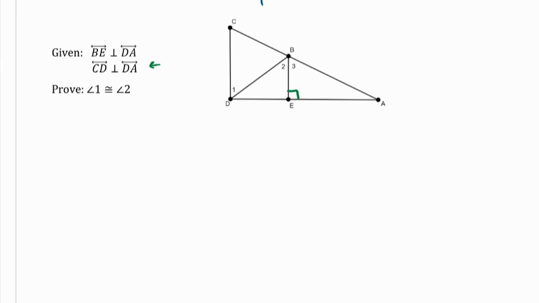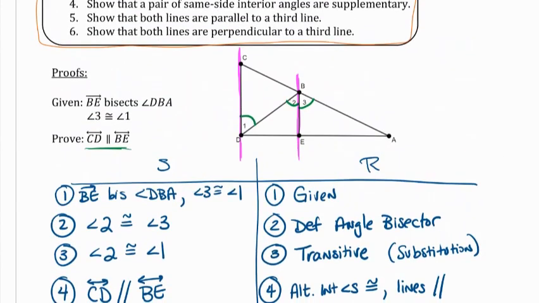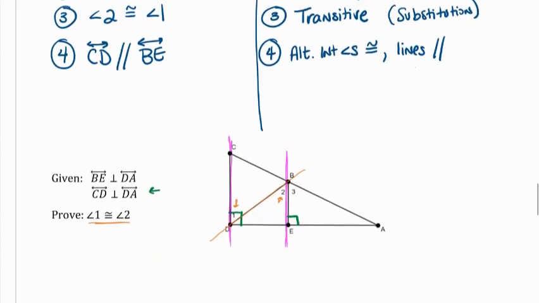And then we also know that CD is perpendicular to DA. Right? So then this one's also a right angle. Okay? And then we're going to try to prove that angle 1 is congruent to angle 2. Well, here's our angle 1 and here's our angle 2. And again, I notice that if I look at this as a transversal, and then I think about these lines here as being my parallel lines, those are alternate interior angles again, right? It's actually the same exact picture, just some different given information, right?